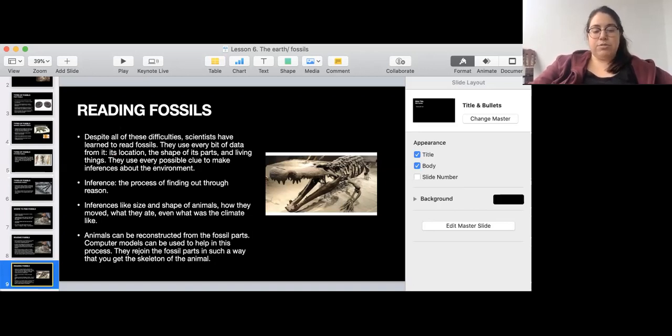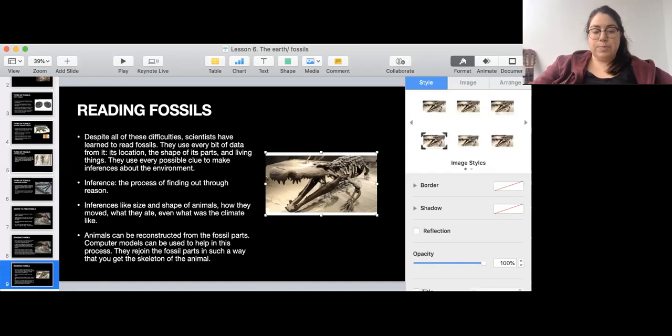Animals can be reconstructed from the fossil parts, like these pictures. Computer models can be used to help in the process. They rejoin the fossil parts in such a way that you get the skeleton of the animal and you have an idea of how they looked.